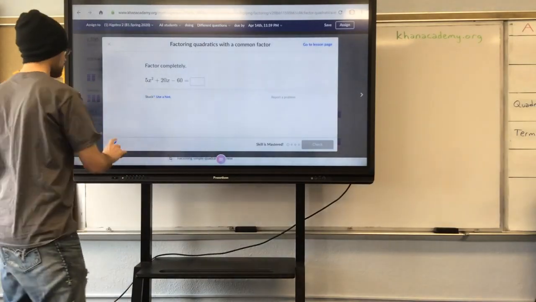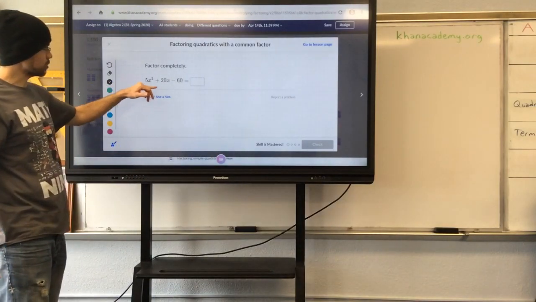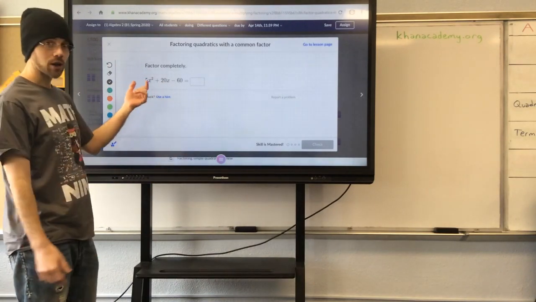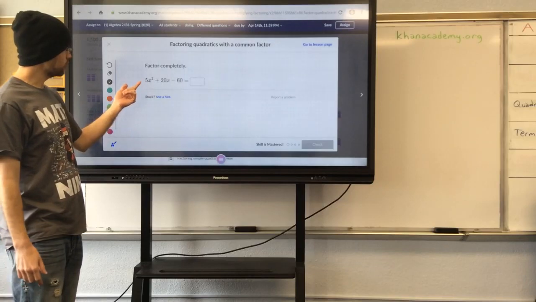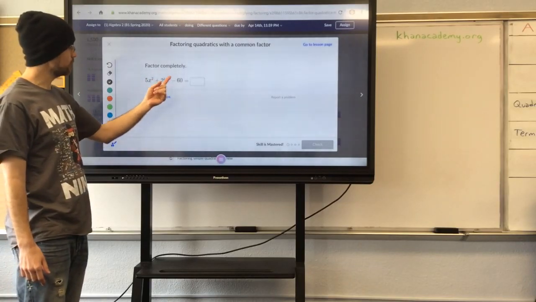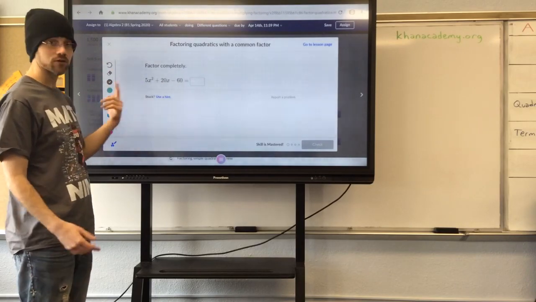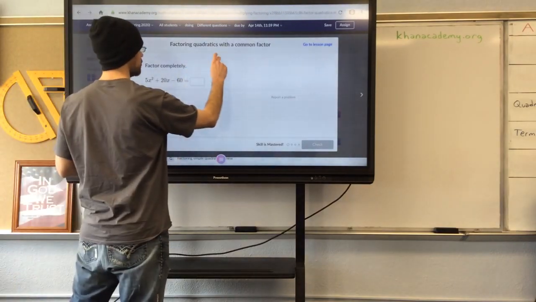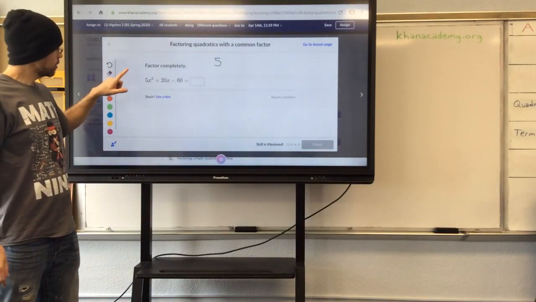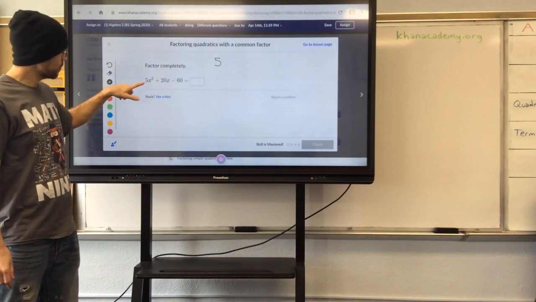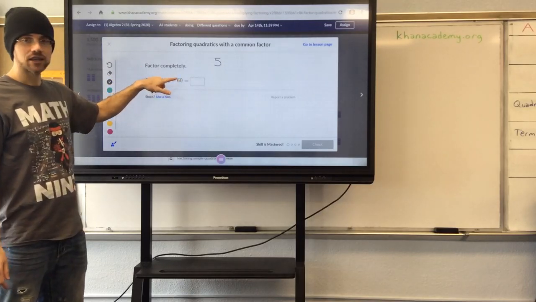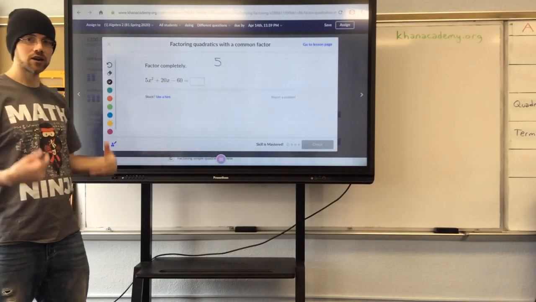So let's get started. We have 5x squared plus 20x minus 60. There is a common factor of 5. 5 is divisible by 5. 20 is divisible by 5. 60 is divisible by 5. So we can take the greatest common factor of 5 out. Also, there's an x term. There's an x in this term, there's an x in this term, but there's not an x in that constant, so we can't factor out x.